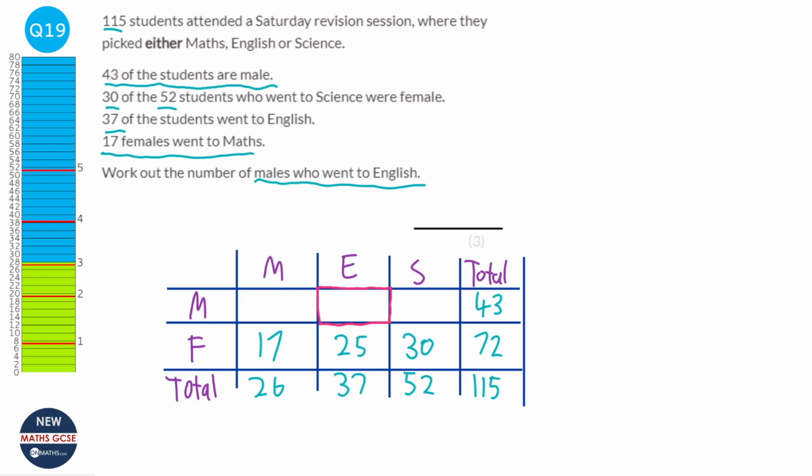So the total was 37 who went to English, 25 females, and so that means there will be 12 males.